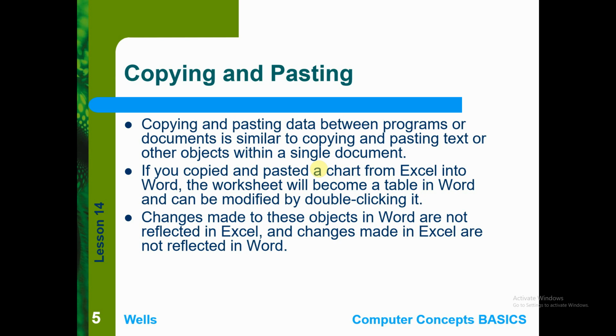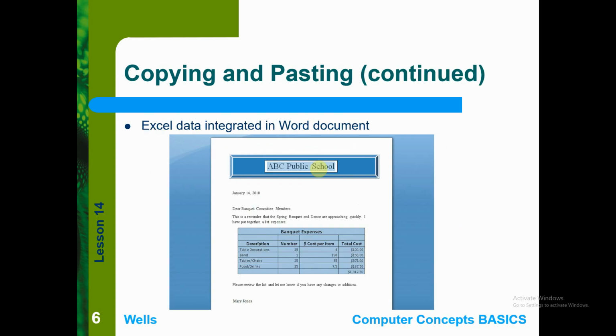Changes made to these objects in Word are not reflected in Excel, and vice versa, changes made in Excel are not reflected in Word. In this example, the Word document is the output, but the table placed there is from an Excel file, highlighting the specific cells in our Excel document and then copy pasting it to the MS Word document.